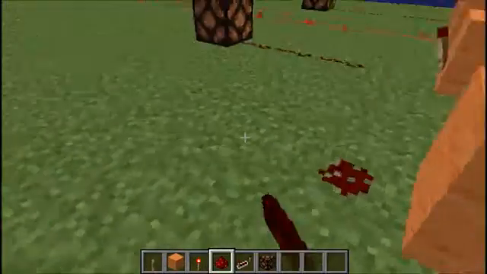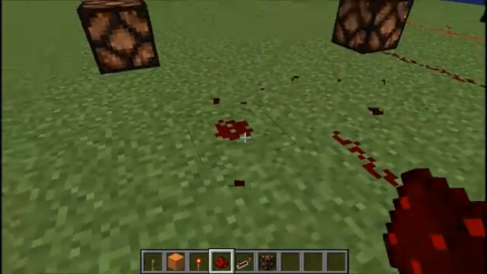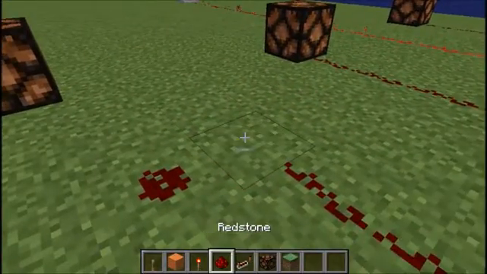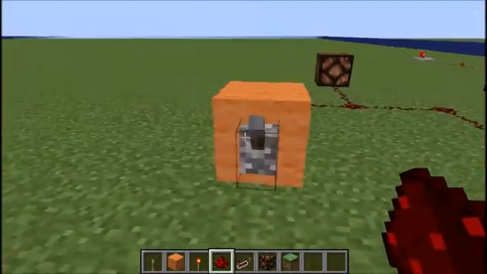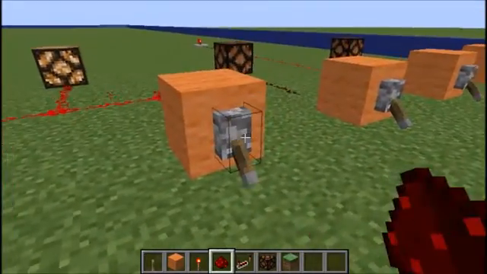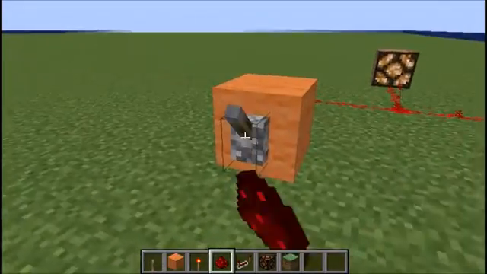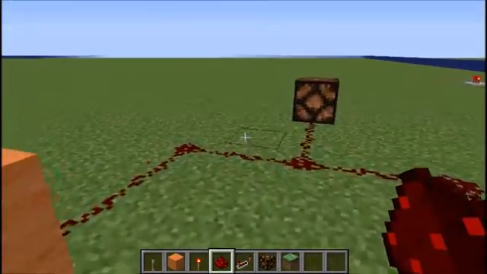So what we do is we run some redstone. Whoops, that's not what I was meant to do. We run some redstone together, and we run it to that. So now if this is on, it's on. If this is on, it's on. If they're both on, it's on. It doesn't really matter as long as they aren't both off.